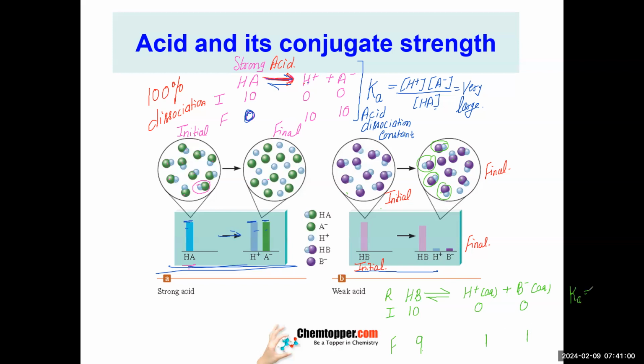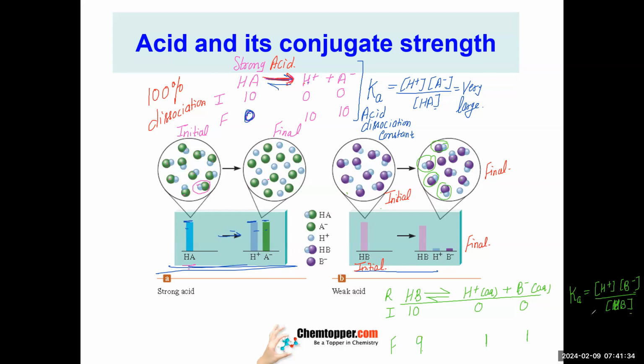What is the Ka expression? All of you please write down the Ka expression for this equation. Expression, not the value. Concentration of H plus times B minus, very good, divided by HB. That is your Ka expression, right?